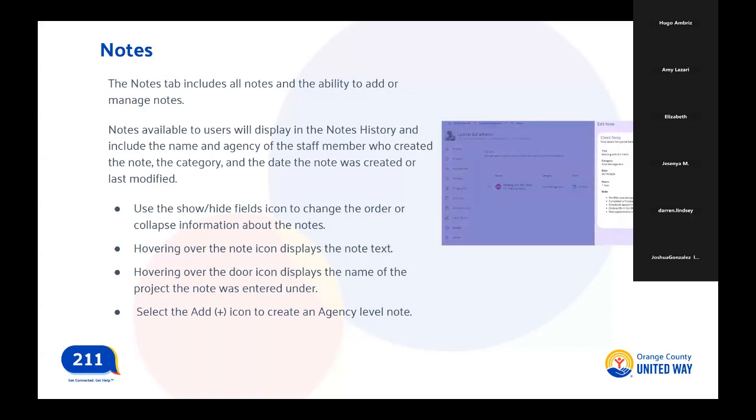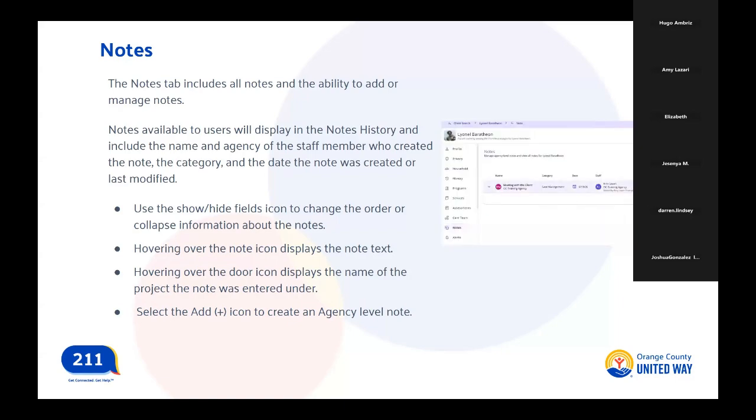Hovering over the note icon displays the note text, and hovering over the dart icon displays the name of the project the note was entered under. You may select the Add Plus icon to create an agency level note.